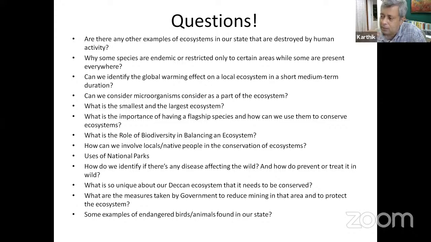And to bring back these species, an example is the yellow-throated bulbul, right? If we can bring them back, we are actually restoring our ecosystem services, and we are going to make ourselves more resilient. In the wake of climate change, we have to become very resilient. And therefore, our Deccan ecosystems need to be conserved, right? We need to focus on why we have lost out and how we should rectify it. What are the measures taken by the government to reduce mining in that area and to protect the ecosystem?